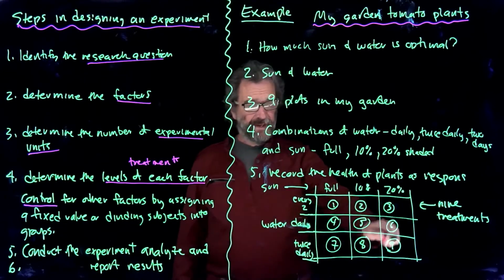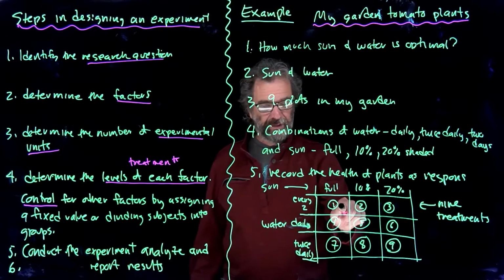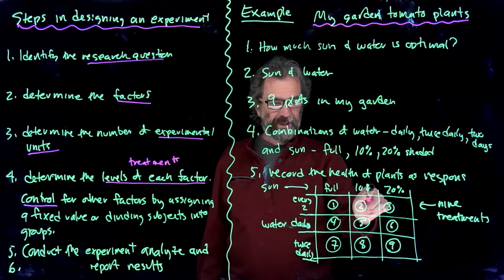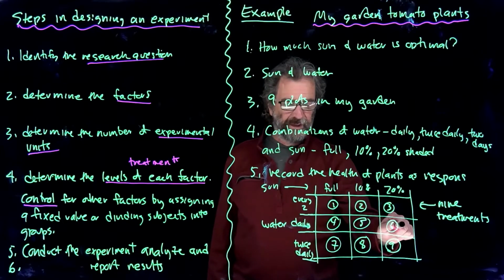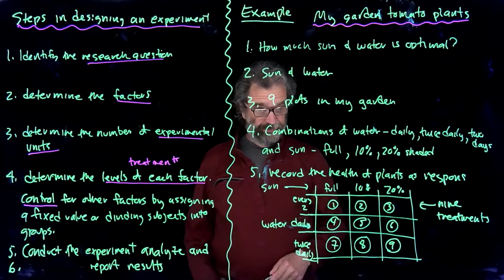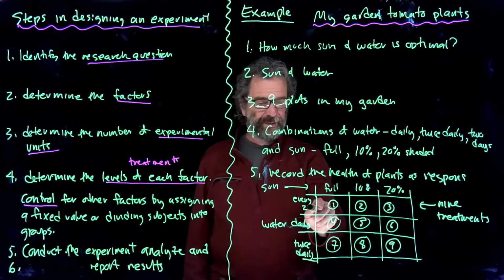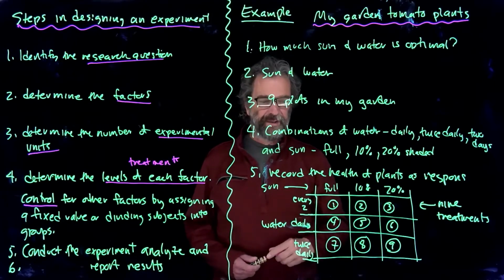So here I have a schematic of the treatments. There are 9 treatments: full sun, watering every 2 days, full sun, watering every day, full sun, watering twice daily, 10% sun every 2 days, daily, twice daily, 20% sun every 2 days, daily, twice daily. Of course, with more sun, you're going to need more water. So maybe every 2 days isn't really a legitimate kind of treatment, but we're going to do it anyway so we can just compare everything.